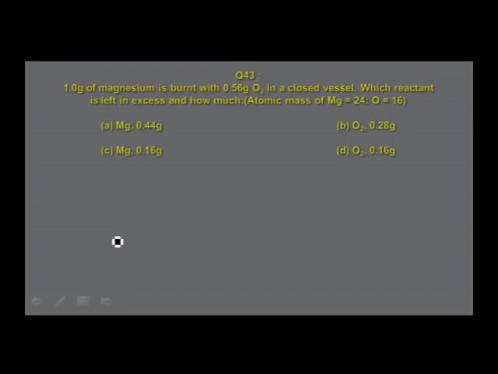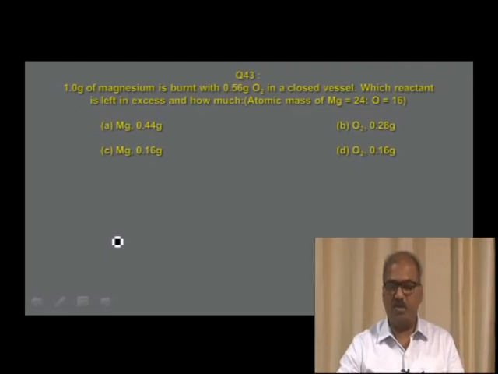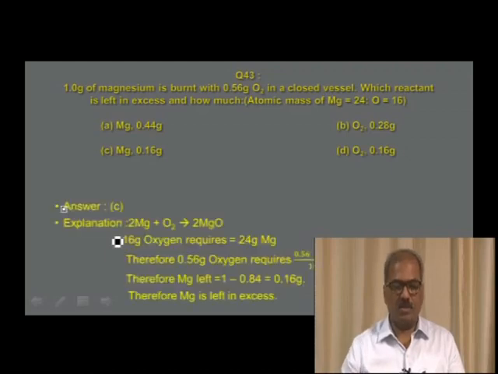1 gram of magnesium is burnt with 0.56 grams of oxygen in a closed vessel. Which reactant is left in excess and how much? The atomic masses are given. Option A, magnesium 0.44 grams. Option B, oxygen 0.28 grams. Option C, magnesium 0.16 gram. Option D, oxygen 0.16 gram. See, this is how that particular question is answered.